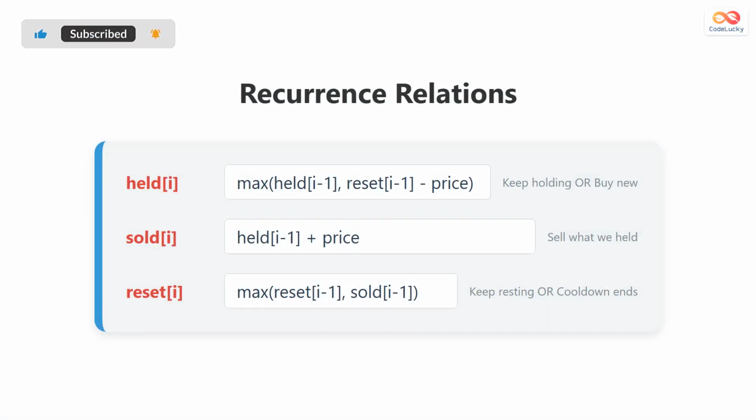Now for the math. To calculate the held value for today, we either keep holding what we had yesterday, or we buy new stock using the profit from a previous reset state. To calculate sold, we simply take yesterday's held value and add today's price. For reset, we either stay in reset or transition from a sold state after the cooldown finishes.